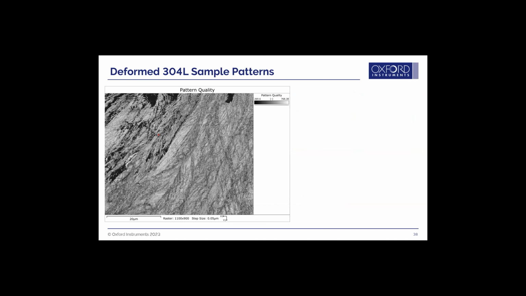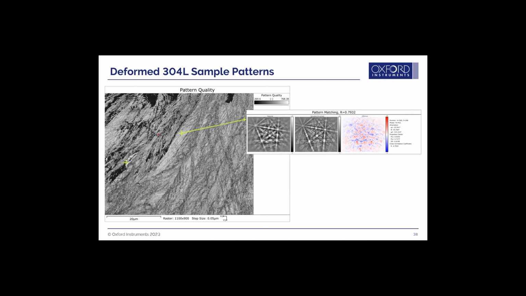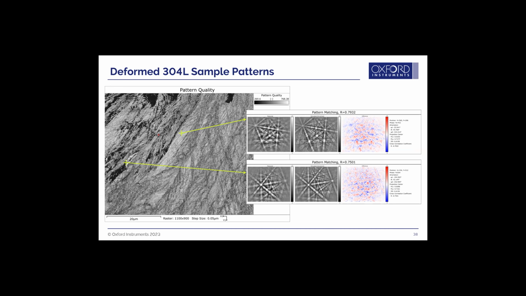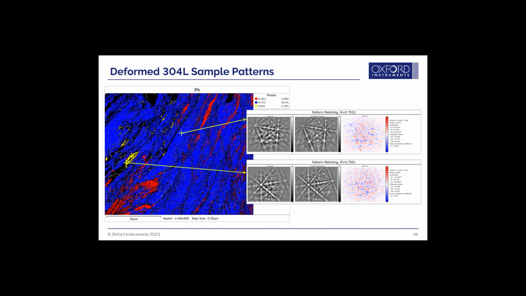This is a deformed 304 sample. If I look at some of my regions where I have good pattern quality, this is easy pattern matching. You can see the correlation factor of 0.79. There's a part of me that would almost go, do you need to do even hybrid matching on these? But this is an example where the patterns are so good, you certainly wouldn't have to do DTM. The Hough indexing is going to be good enough to begin with.